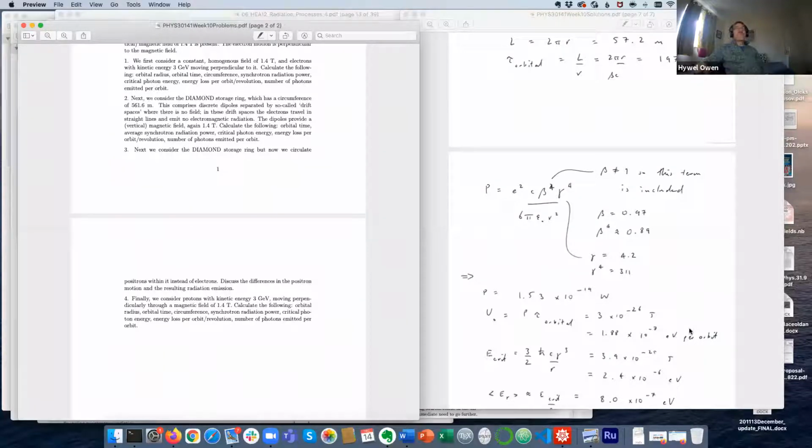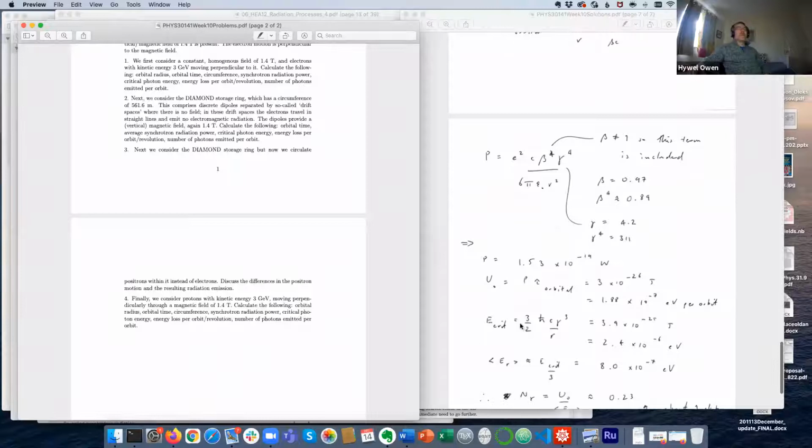So rather than being a million EV, it's 10 to the 15 times smaller. It's hugely, hugely smaller. We also calculate the critical energy. And again, we have to use our basic formulae, which is 3/2 h bar c gamma cubed over r. And when we calculate it, the critical energy of the photons is also much, much smaller.